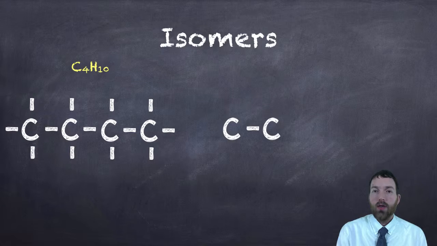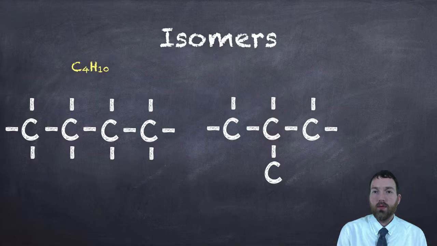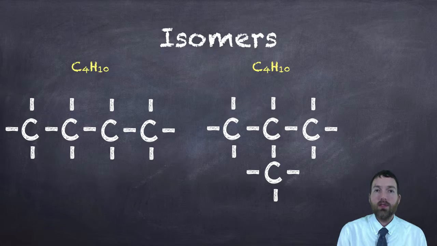I could draw 3 carbons in a row and then a carbon coming off the carbon in the middle. This is called a side chain. So there's 4 carbons, and here are 1, 2, 3, 4, 5, 6, 7, 8, 9, 10 hydrogens. So this is also C4H10. So it's the same formula, but a completely different compound.